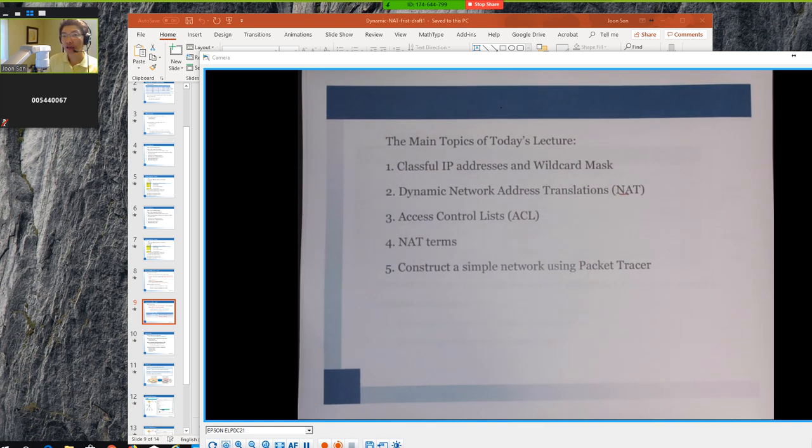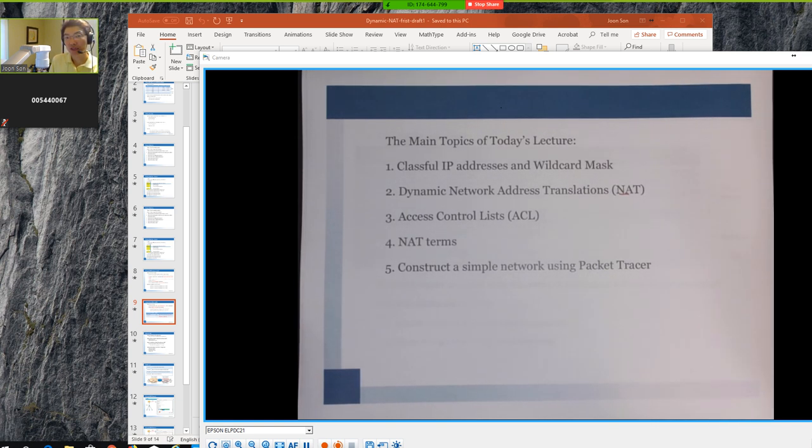My TA is supposed to give you a lab on dynamic NAT, dynamic network address translation. But I decided to cover half of this lab's sections because I give you the basic concept of dynamic NAT, dynamic network address translation. And then my TA can focus on the Packet Tracer part, the actual implementation part.